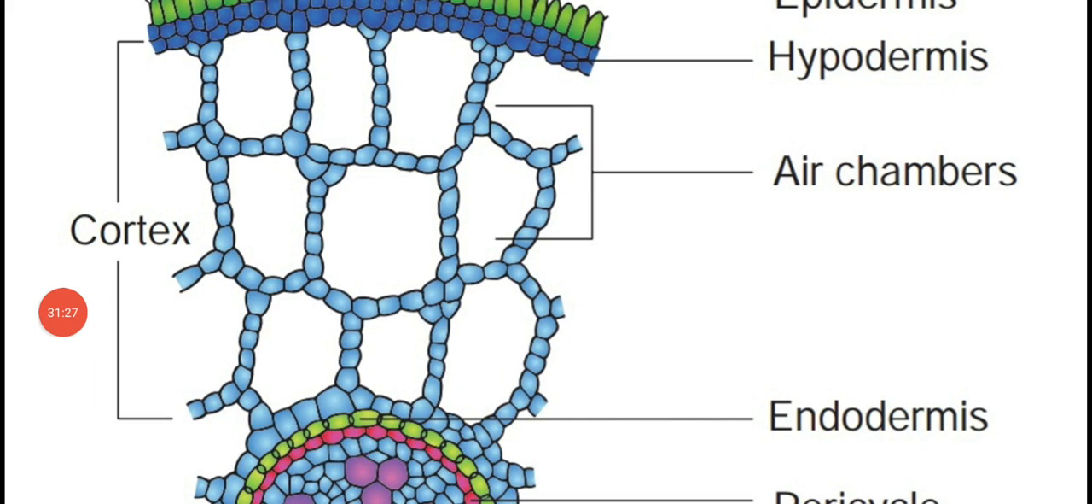Dear students, up to this we have seen different types of hydrophytes and their characteristic features with examples, and also we have seen the morphological, anatomical and physiological adaptations of hydrophytes, and we have seen the TS of Hydrilla stem.